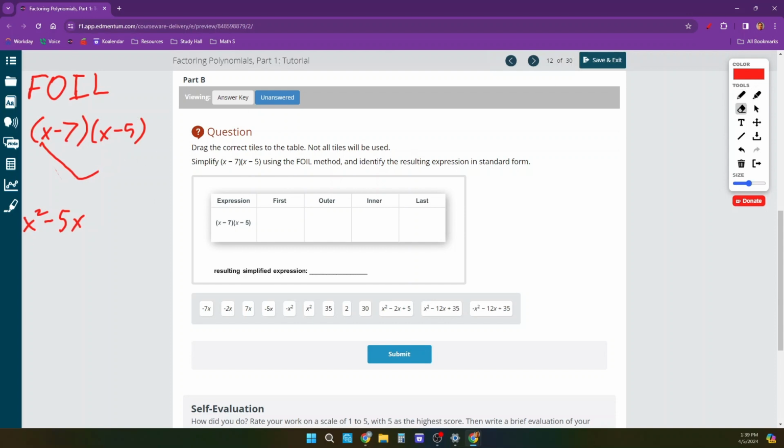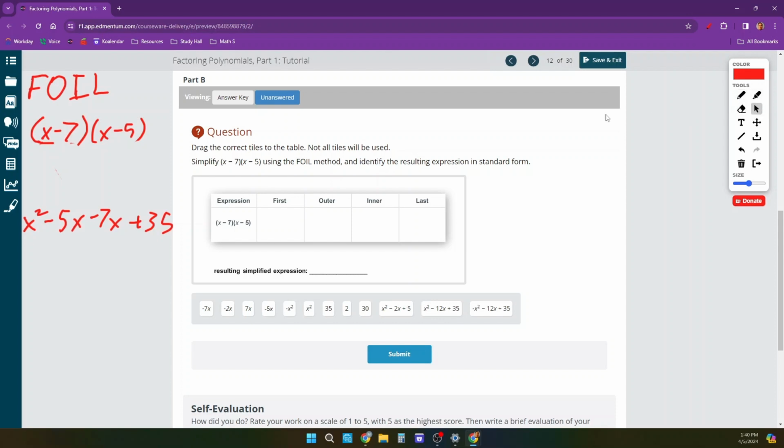If we multiply our inners, that's going to be negative 7 times x, negative 7x. And if you multiply our lasts, that is going to be our negative 7 times negative 5, so plus 35. And wait a minute, I think I just multiplied the first term by everything in the other binomial, and the second term by everything in the other binomial. Go ahead and rewind the video if you want to verify that, but it's the exact same method, it just has a different name, same method, different hat.